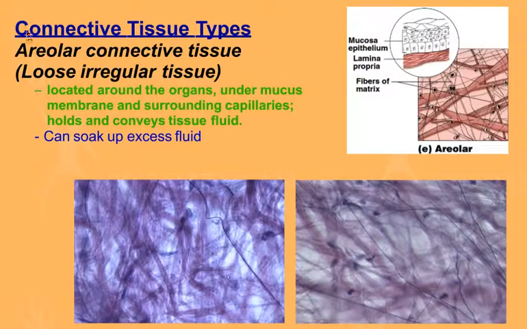The next type of tissue is areolar, or what we would call loose connective tissue. And these are going to be found in places like mucous membranes, surrounding your capillaries, anywhere where there's a possibility of having excess fluid. And their function is to absorb that fluid and remove it from around your organs. We don't want fluid to build up around our body organs. That could lead to infections and other types of diseases and disorders.